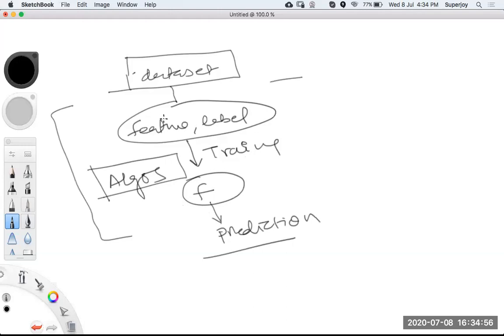And the feature is basically what? Your independent variable. Label is what? Dependent variable. Sometimes the label is also called target, and sometimes called response as well, guys. So guys, is that story clear to you now?